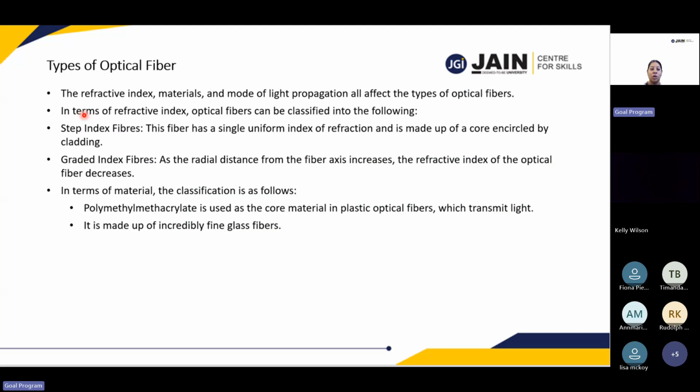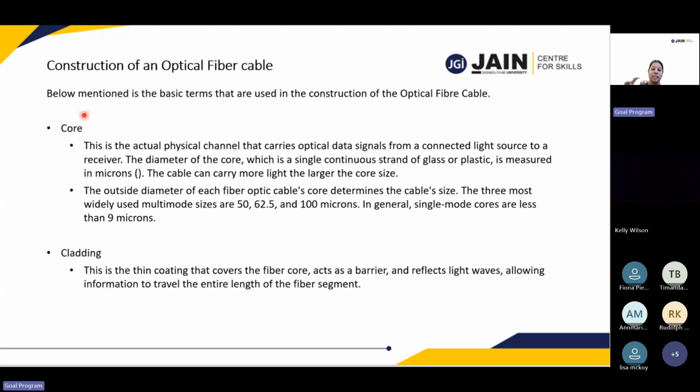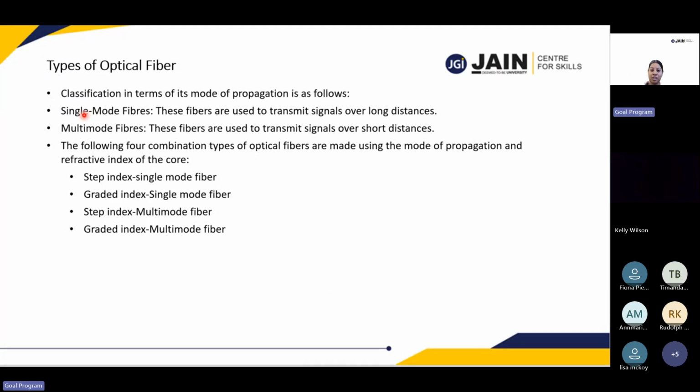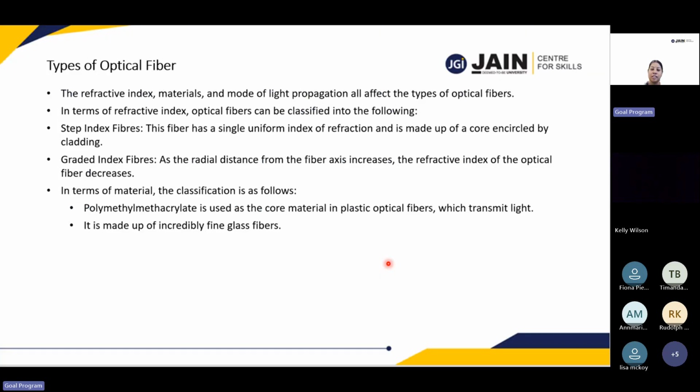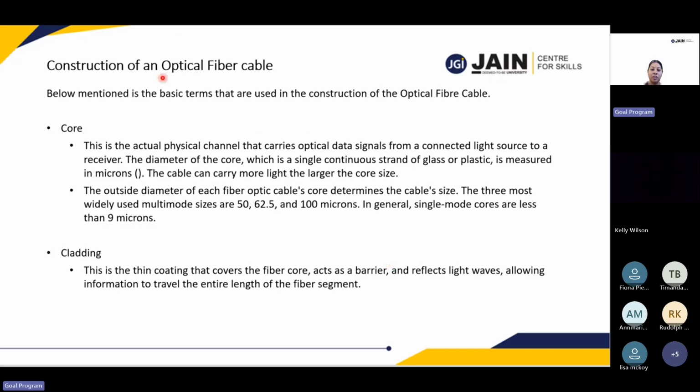Now in the core, what they are saying is it is a single continuous strand. A single continuous strand is like a single wire, like this, right? So this is a single continuous strand, because we will see how many strands we have. And every strand is responsible for carrying the light pulses, if you can see here. So that is what they are saying over here. The diameter of the core, which is a single continuous strand of glass or plastic, is measured in microns.